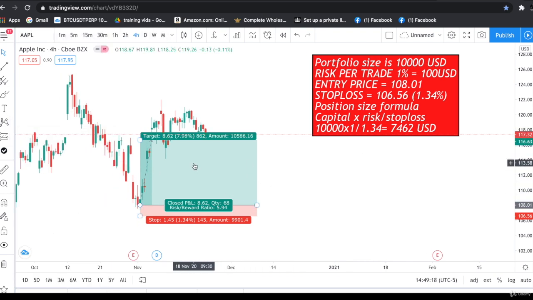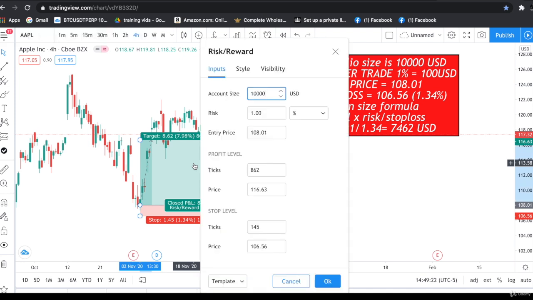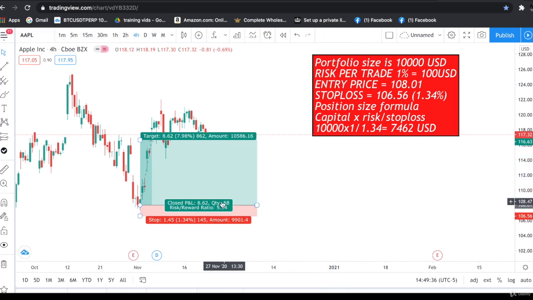Now simply double click on this. You have to simply put your portfolio size and your risk size. Now let's assume our portfolio size is $10,000, our risk is 1%, and we set that OK. So you can see this quantity, QTY 68. This means you have to buy 68 stocks of Apple. Now 68 stocks of Apple would cost $7,462. And in case our stop loss gets hit, our loss would be only $100. So this is the position size.